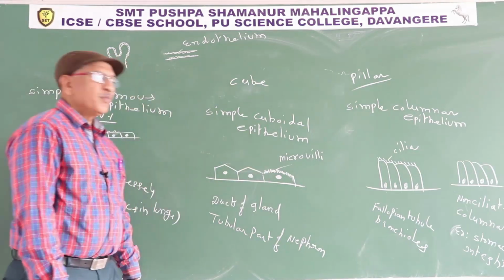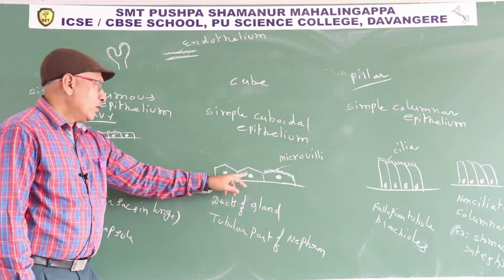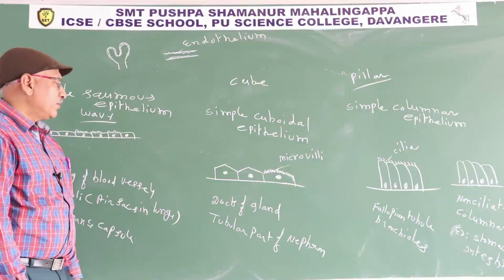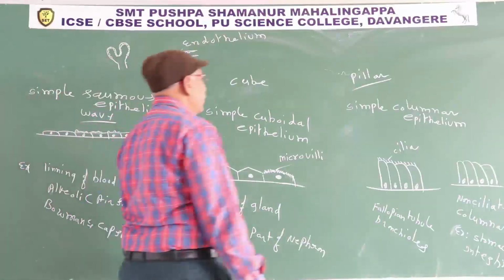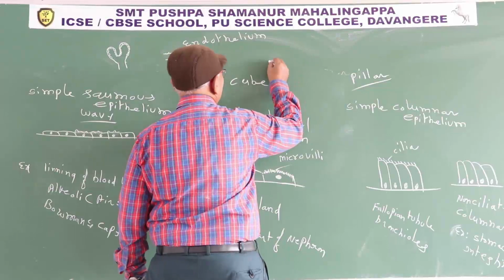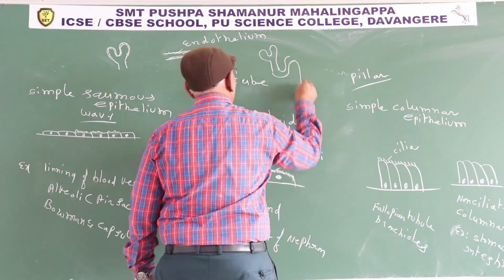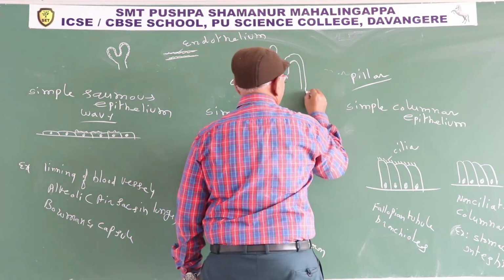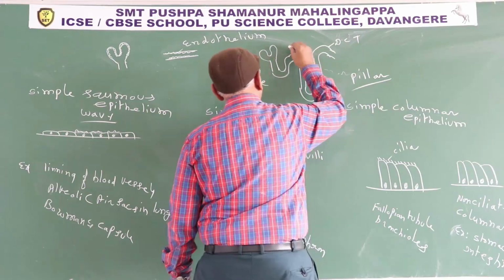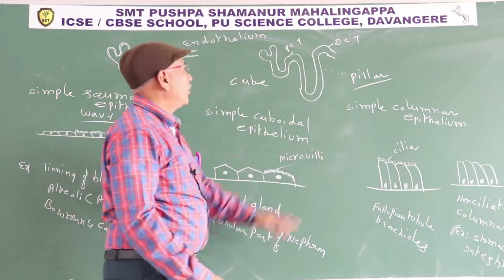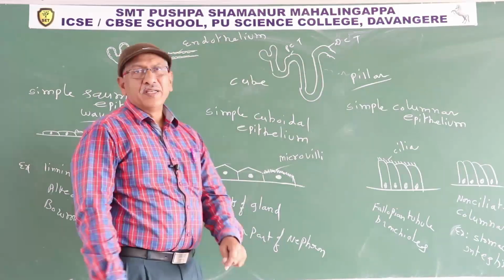Simple cuboidal epithelium. If cube-like cells are arranged in a single layer, simple cuboidal epithelium. Spherical shaped nucleus present at the center. Example, ducts of glands, tubular part of nephron, PCT, DCT. Distal convoluted tubule, proximal convoluted tubule. So, simple cuboidal epithelium present in PCT, DCT.